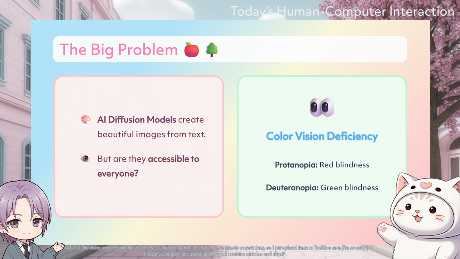You see, a large portion of the global population has something called color vision deficiency. Some people call it colorblindness. The most common types make it very hard to tell the difference between red and green. There is protanopia, which is red blindness, and deuteranopia, which is green blindness. Imagine looking at a picture of a red apple and a green tree, and the colors just blend together into a muddy brown. That would make it really difficult to enjoy the picture, right?